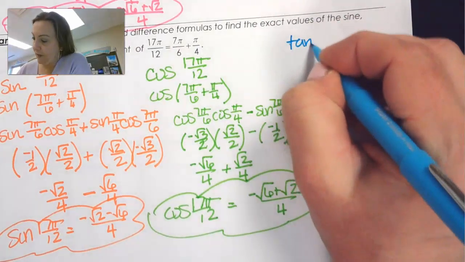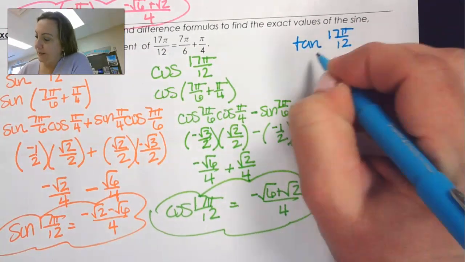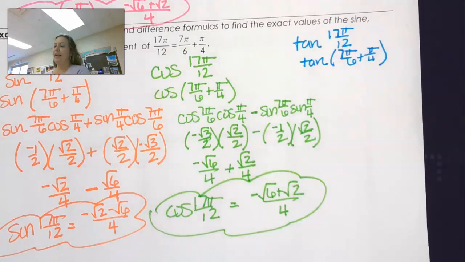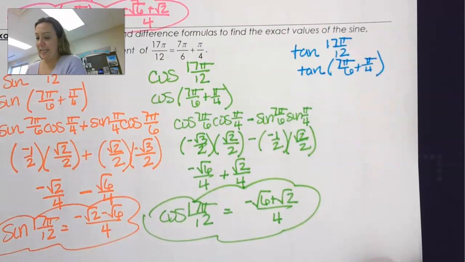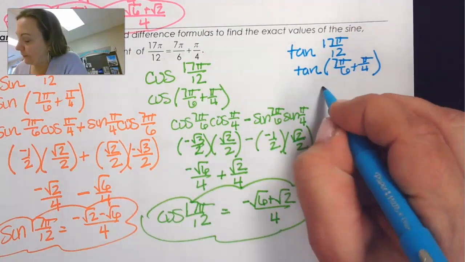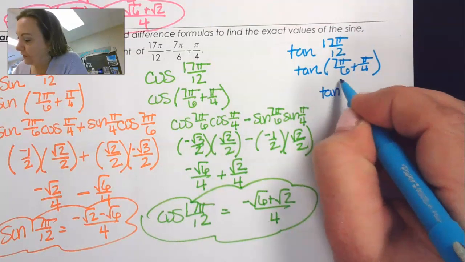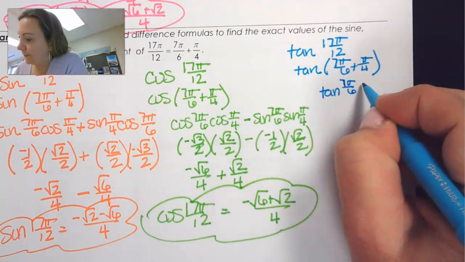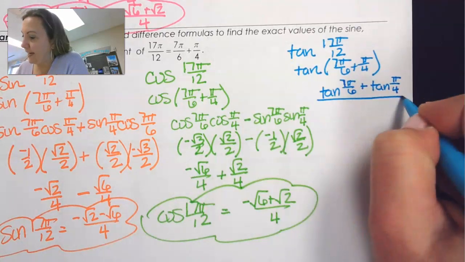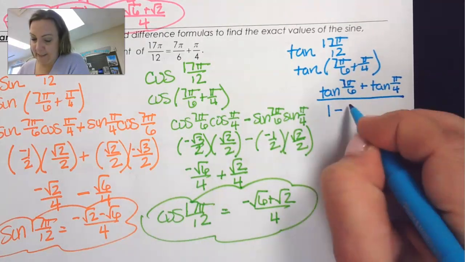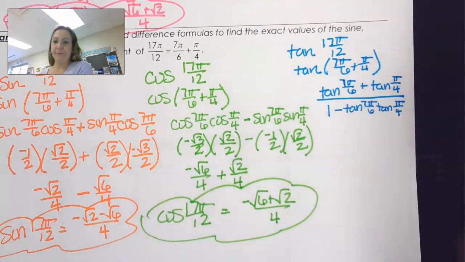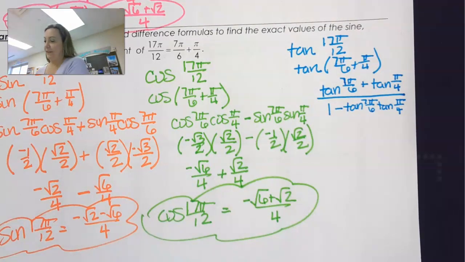So the tangent of 17 pi twelfths, we're going to think about as the tangent of 7 pi 6 plus pi fourths. And if we look at the sum rule for tangent, it says that what we do is we take the tangent of the first plus the tangent of the second and divide that by 1 minus the tangent of the first times the tangent of the second. Okay. So once again, we'll evaluate.